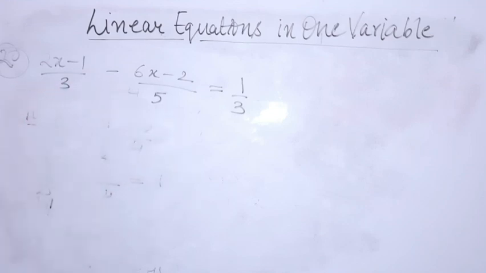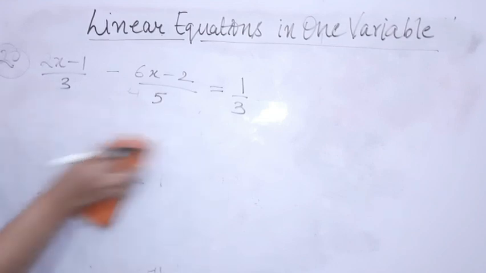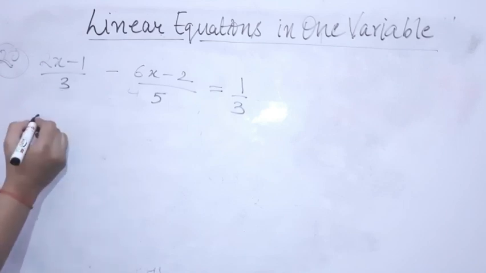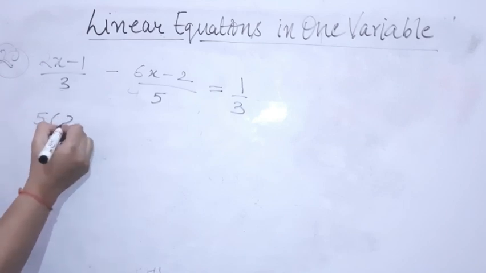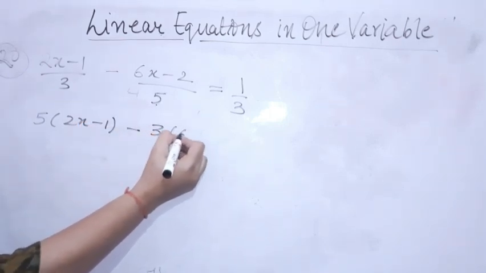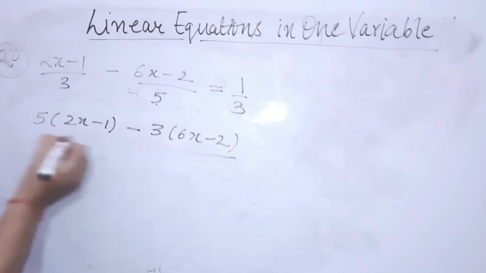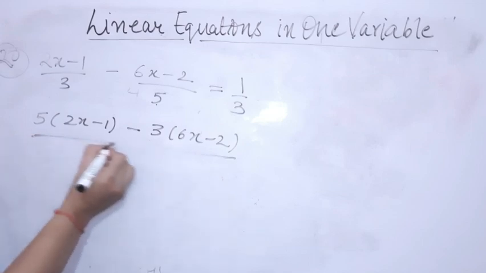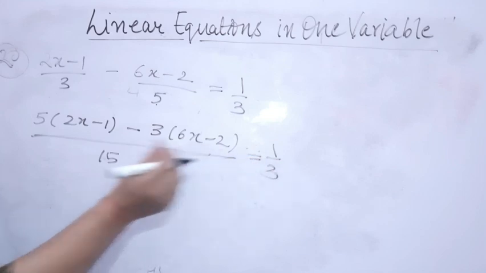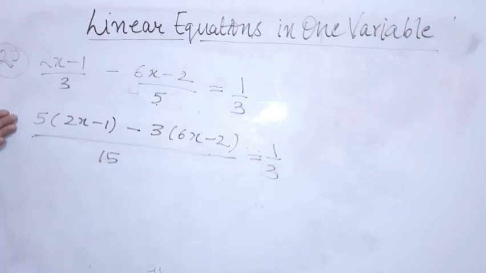Both the numbers are co-prime numbers, so their product will be their LCM. So what is the product of 3 and 5? It is 15. To make it 15, 3 has to be multiplied by 5, and to make it 15, 5 has to be multiplied by 3. Now 15 is the common denominator, is equals to 1 upon 3. Now this 15 is in division with this fraction.